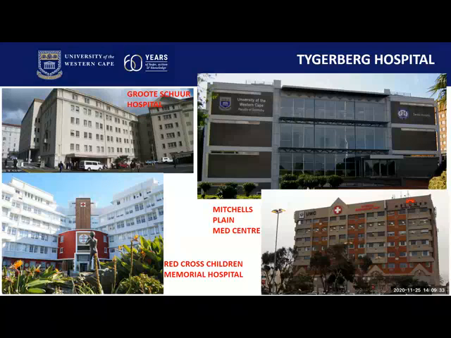The University of the Western Cape is actually based in 3 of the major hospitals in Cape Town. Firstly, at Tygerberg Hospital, which is a large hospital, so we have a little section, and that is our base. That's where we are. Groote Schuur Hospital, if you've ever heard anything about Cape Town, is where the first heart transplant was conducted, and successfully so.